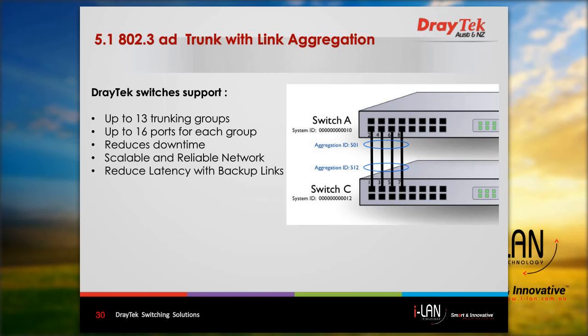And the 802.3AD trunk with link aggregation supports up to 13 trunking groups with up to 16 ports for each group. But this will depend on the VigorSwitch model. The advantage of link aggregation is that it reduces downtime and is scalable and adds reliability to the network.